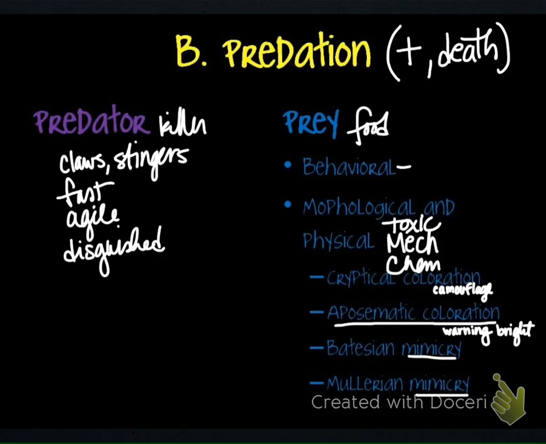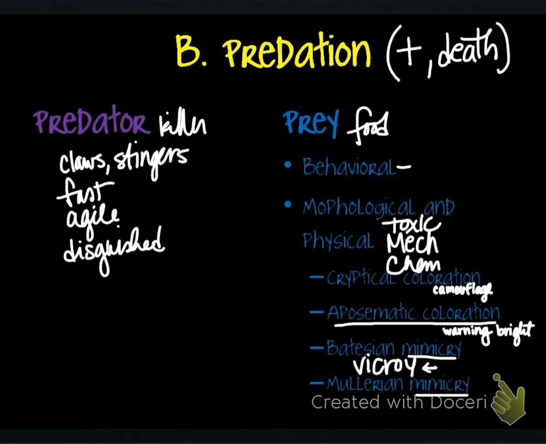So even your monarch that we talked about the other day and the viceroy. A viceroy butterfly looks like a monarch, but remember, monarchs taste bad. So this guy doesn't get eaten as much because he looks like somebody who tastes bad.